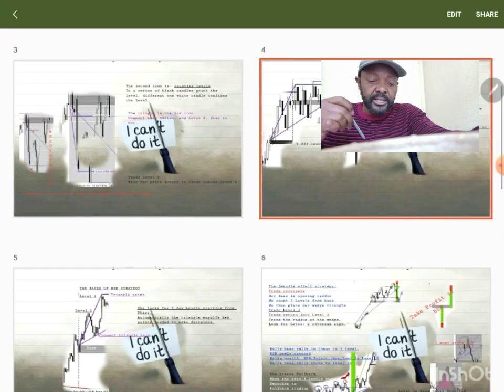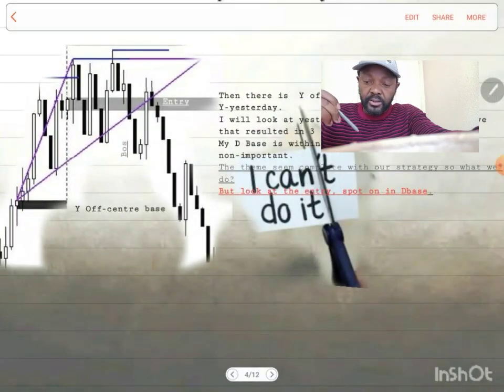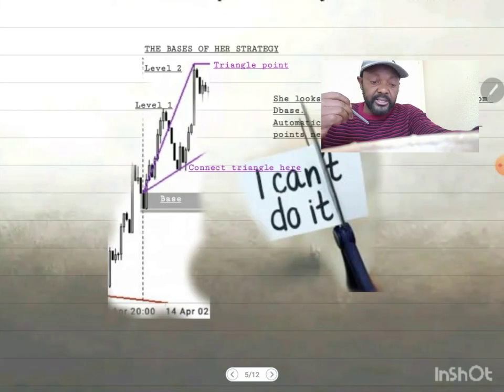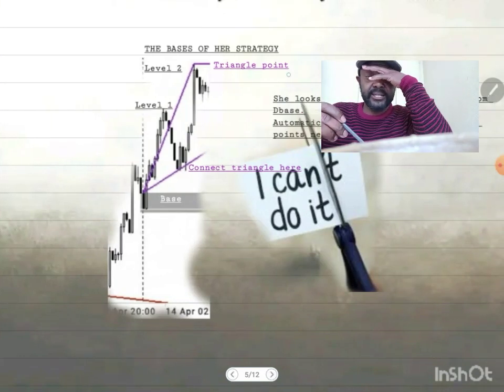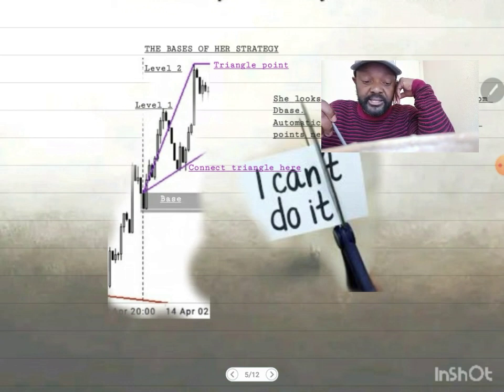That will be the entry at the base, because the reversal just came just above our base, but the entry will be at the base. So we introduce now the Y off center base. And the next thing is over here, the off center base. And the next thing, the base of her strategy. So this is how we place it.